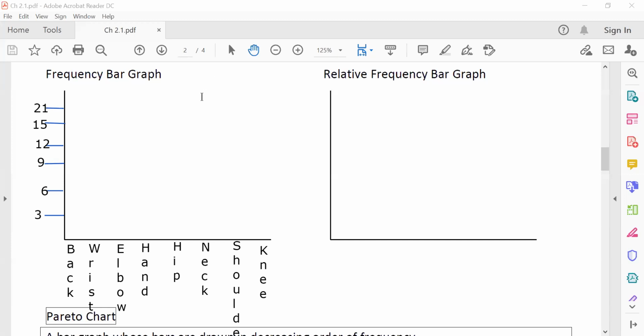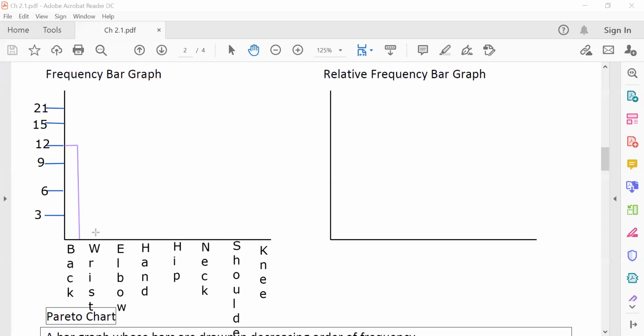So we want 12 for the back. So the back's going to go 12 high. Let me get this line going. 12 high for the back. And you just make a bar like that. The bars technically don't have to be connected.